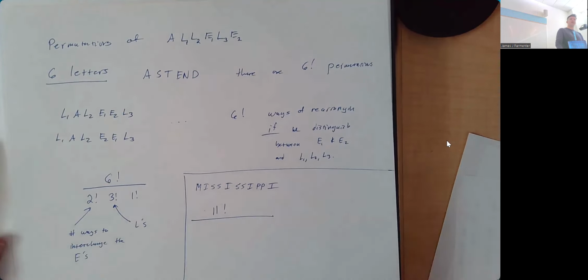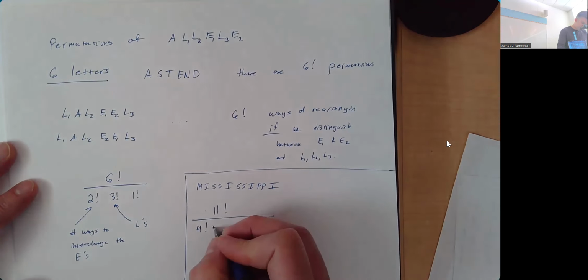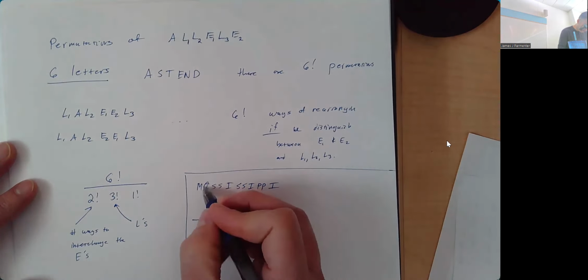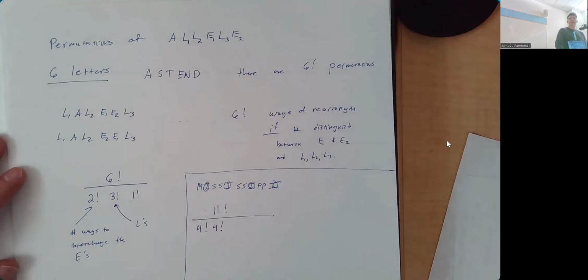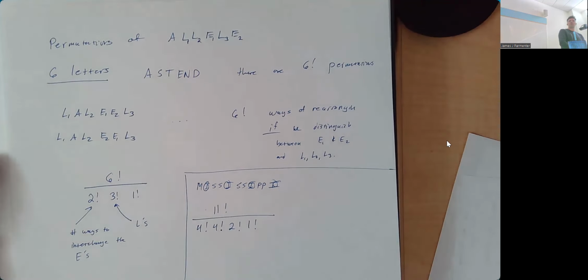How many ways of rearranging the 4 S's? How about the 4 I's? 4 factorial. There are 4 I's. How many ways of rearranging the 2 P's? And then the 1 M. 4 plus 4 plus 2 plus 1 is 11. So this will always work for this kind of question.